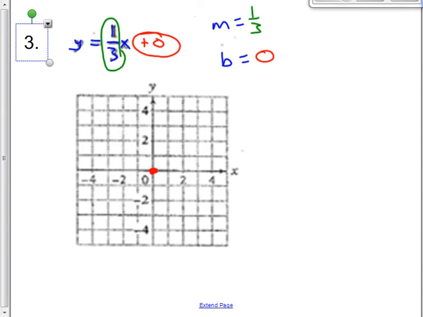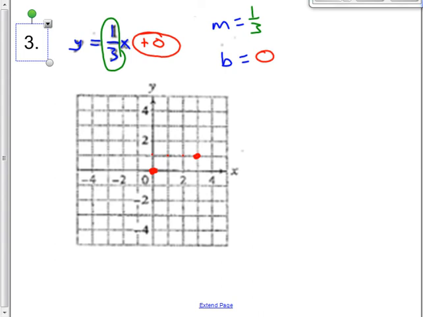We're at the origin. Again, the slope tells us change in y over change in x. Some of you remember it as rise over run. So I rise 1 and run 3. Now I have 2 points to find a line, so I could draw a line in here just fine.